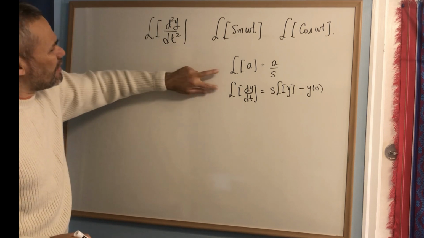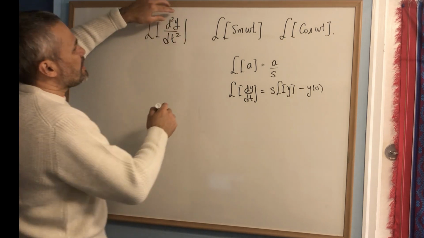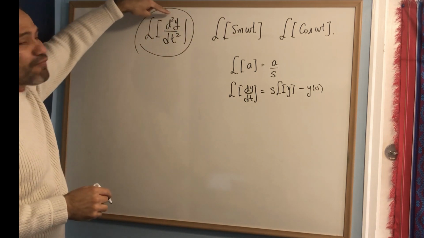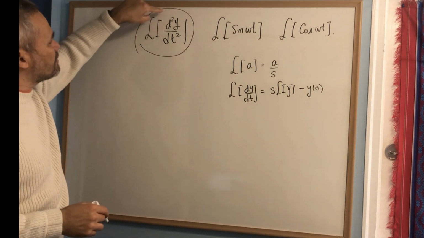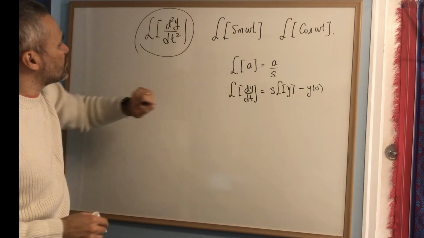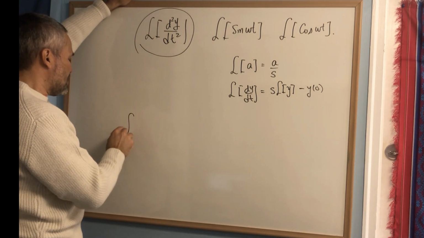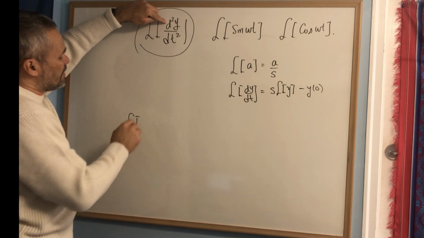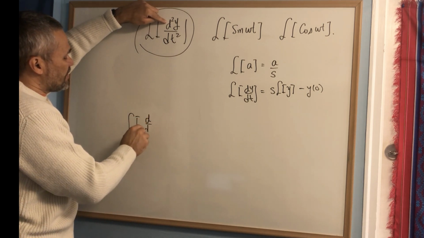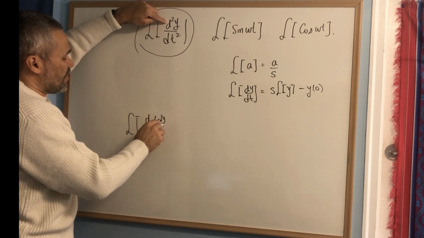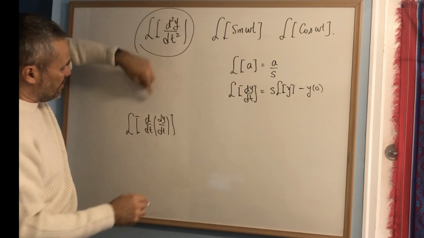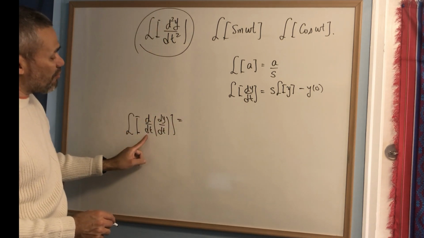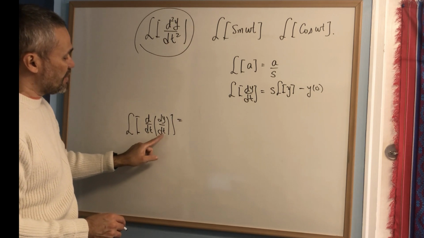And okay, I think this is enough, but let me start by showing a formula that allows us to compute the Laplace transform of the second derivative of a function. And we will deduce that by using this function. Then let's do that. The Laplace transform of the second derivative. We can say that the second derivative is just the derivative of the first derivative, right? Then this is the Laplace transform of the derivative of a function. What function? The derivative of the function.